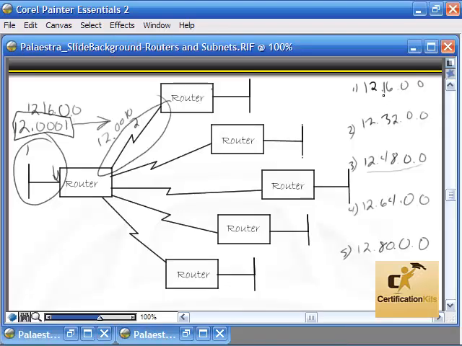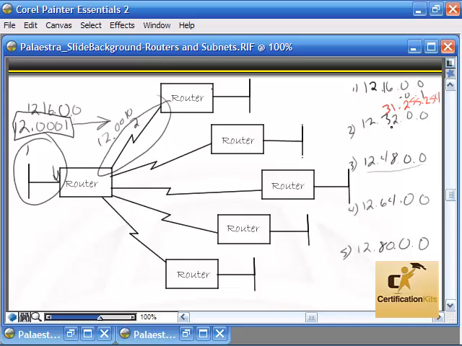So all I have to do, once I list out the subnets, it's real easy. I go 16.0.1, the biggest number I can get without hitting the next subnet. So the biggest number I can get, 31 is the highest I can go without hitting the next subnet, and then 255.254. So I throw that in there.